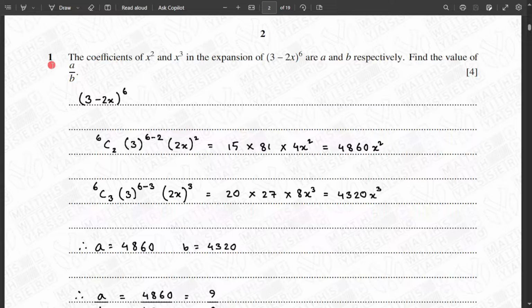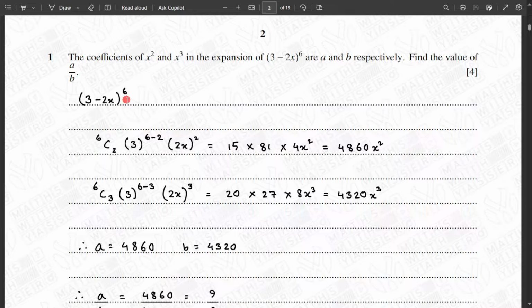Question number 1, it says the coefficients of x squared and x cubed in the expansion of (3 minus 2x) to the power 6 are a and b respectively. Find the value of a over b. So (3 minus 2x) to the power 6.